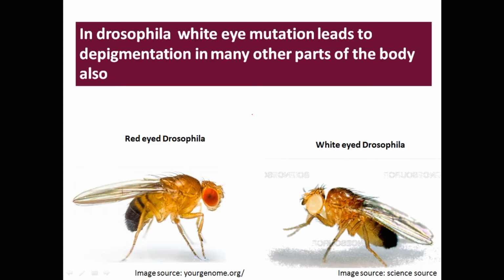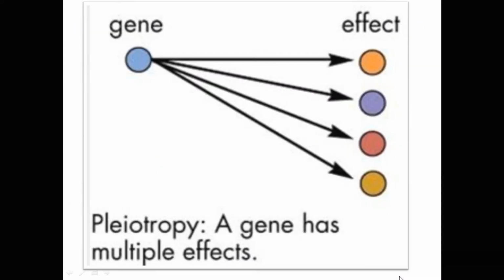One more example of pleiotropy is white eye mutation in a fruit fly Drosophila, which normally has red eye color. White eye mutation also causes depigmentation in many other parts of the body. So from all these examples, we learn that a gene may have multiple effects. It's not always necessary that a single gene will control a single character. In some cases, a gene may control more than one character.